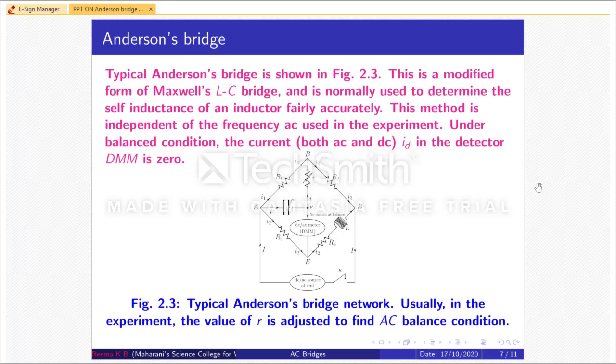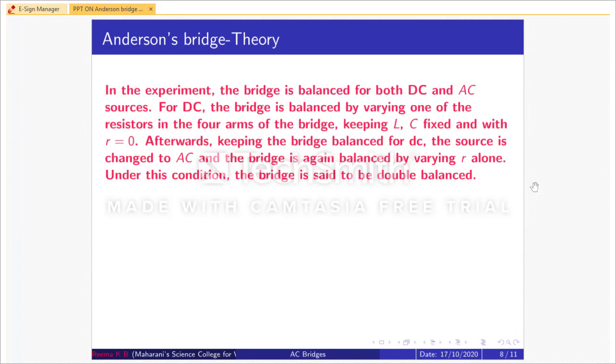Under balanced condition, the current, that is both AC and DC, ID in the detector DMM is 0. Figure 2.3 shows a typical Anderson's bridge network. Usually in the experiment, the value of R is adjusted to find the AC balance condition. In the experiment, the bridge is balanced for both DC and AC sources.